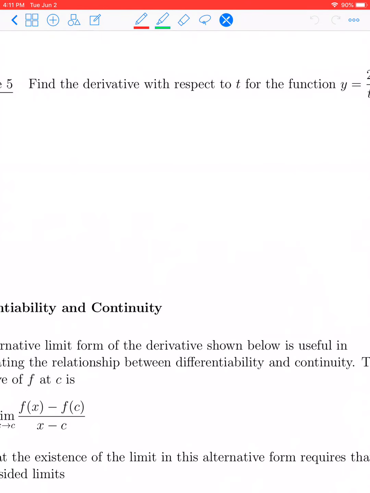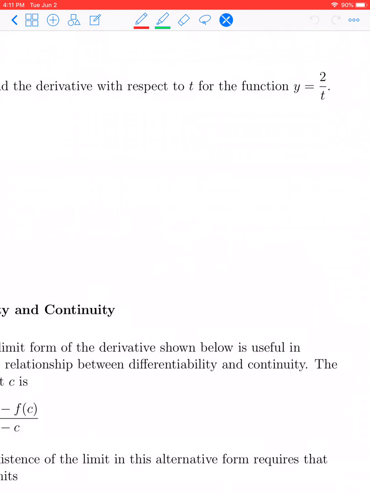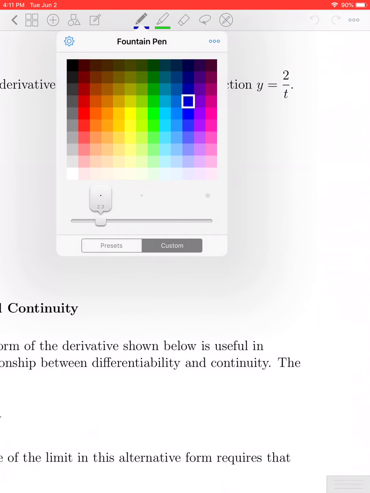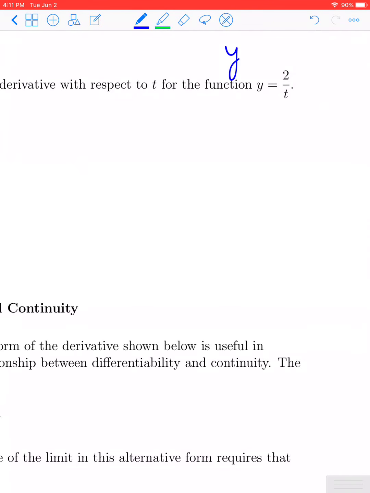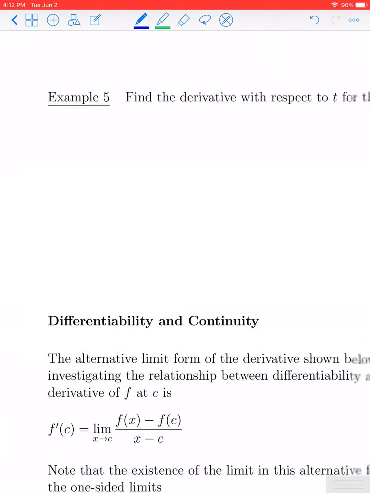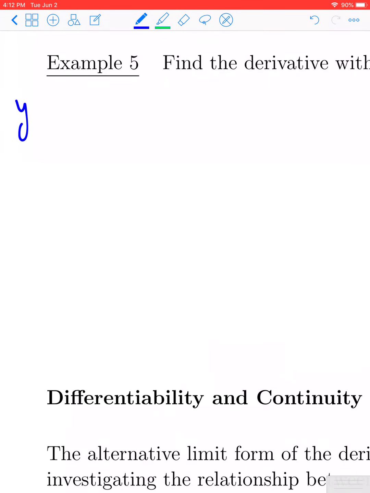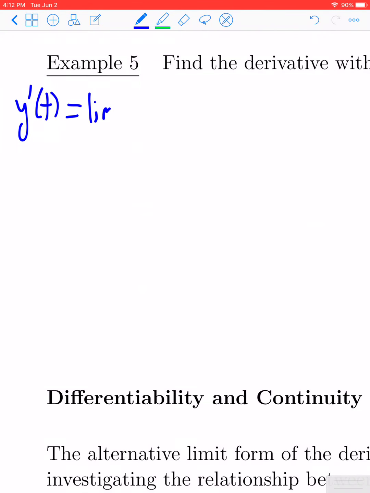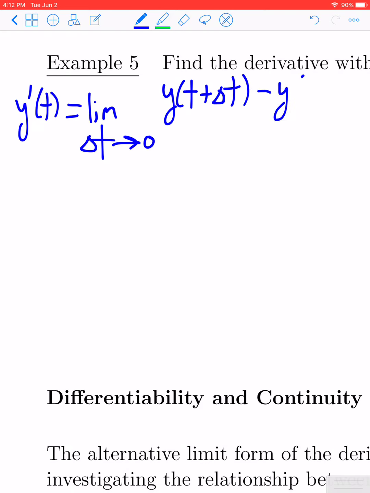Let's take a look at another one. Let's find the derivative with respect to t for the function y equals 2 divided by t. So here we're using the y notation. We're going to be looking for the derivative, which is going to be y prime of t. So y prime of t is going to be equal to the limit as the change in the independent variable, delta t, goes to 0 of y of t plus delta t minus y of t, all divided by delta t.